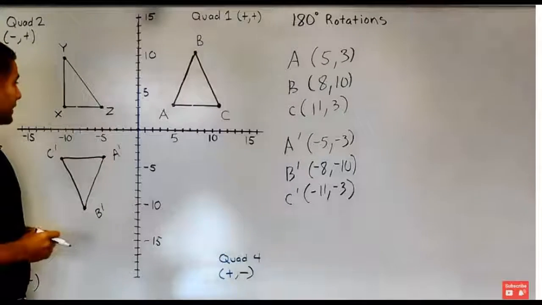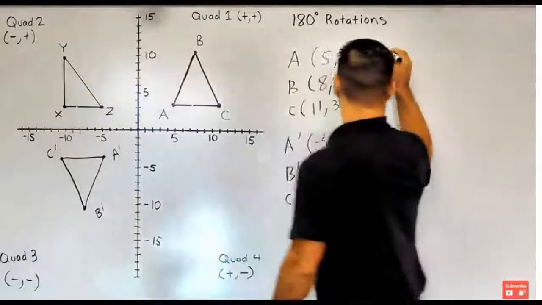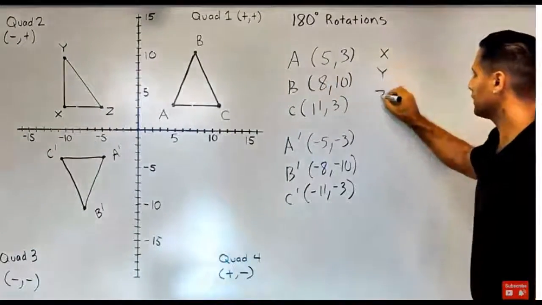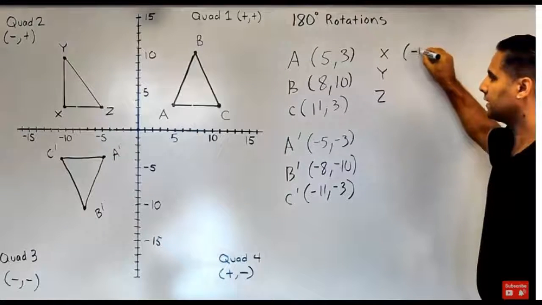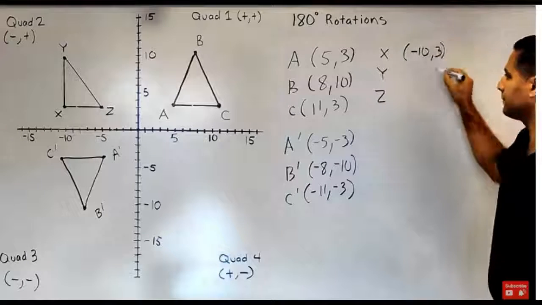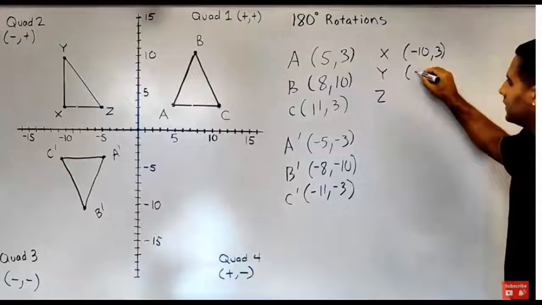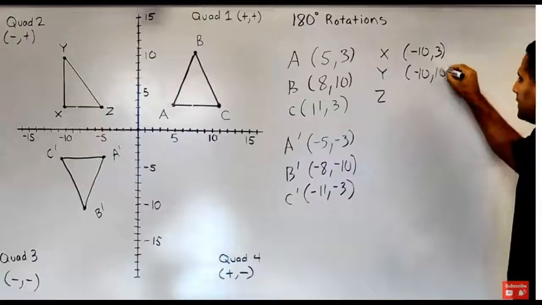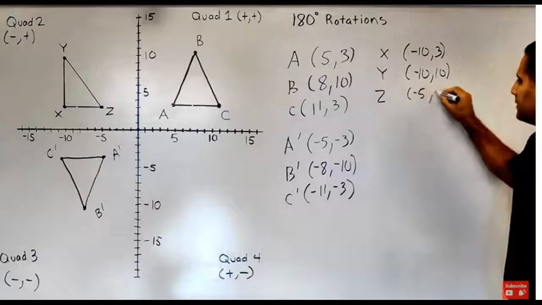Now, let's do the same thing for triangle XYZ. So first, we want to identify the current coordinates of XYZ. For point X, we are currently at -10, +3. For point Y, we are currently at -10 and +10. And for point Z, we are currently at -5, +3.